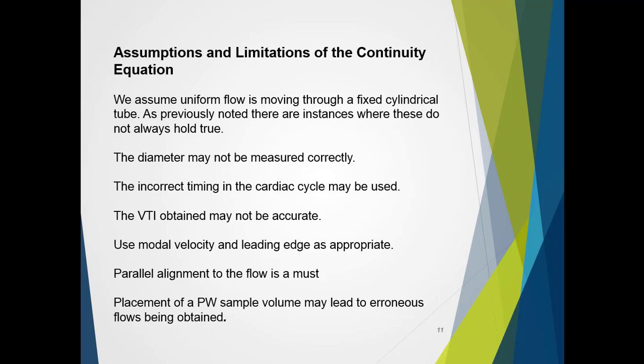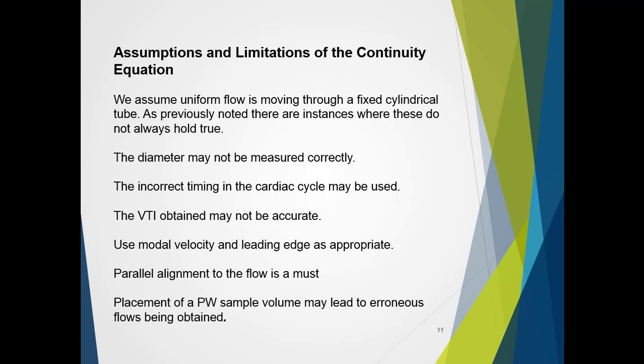The stroke volume calculations used in the principle for conservation of mass are based on a simple hydraulic formula that assumes uniform flow is moving through a fixed cylindrical tube. As previously noted, there are instances when these assumptions do not always hold true. The diameter may not be measured correctly due to suboptimal imaging also. This may be due to significant calcification, annular rings, valve repairs or replacements. The incorrect determination of this value impacts the end result significantly.